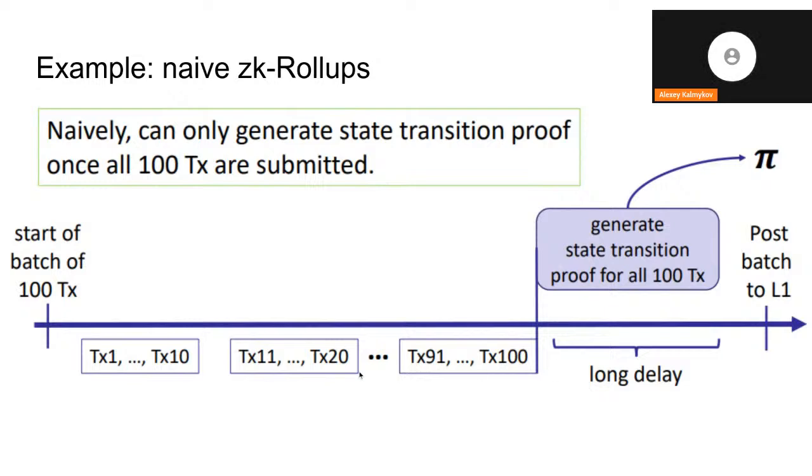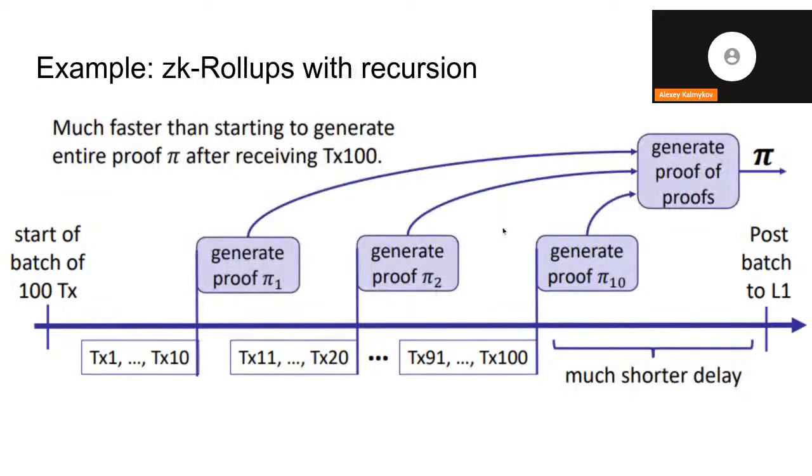And obviously, because we have to generate a proof for 100 transactions, that can take a long time, which is not what we want. We want the proof generation to be as efficient as possible. How can recursive proofs help us? Recursive proofs allow us to generate much shorter proofs for sub-batches. So instead of waiting for 100 transactions, we take smaller batches of 10 transactions and we generate proof for these batches. And we can do this in parallel.